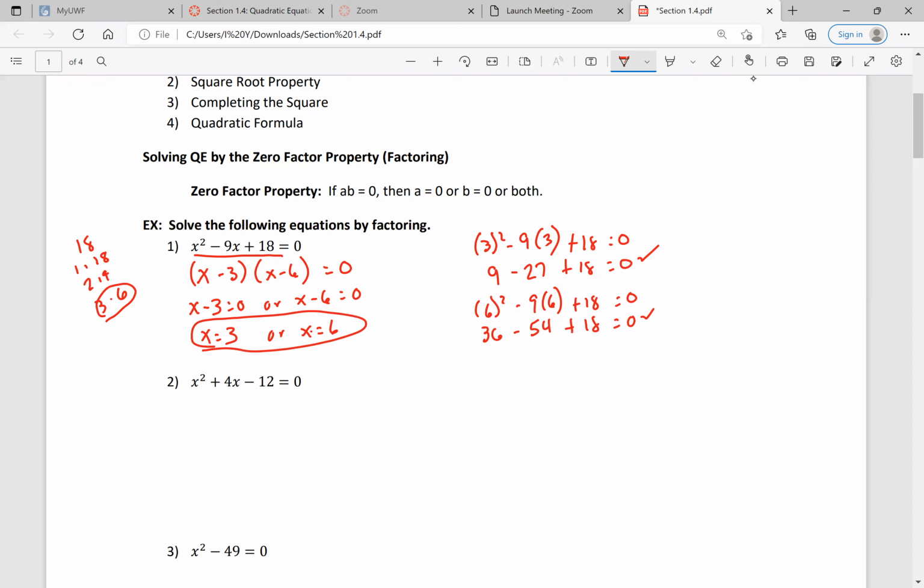Same process here. 1 times -12, so I have a -12. That means one's going to be negative and one's going to be positive. This is positive, so the larger of the two is positive. So the difference between my two factors will be 4. Breaking down 12, I have 1 and 12, 2 and 6, and there I go. 6 being larger will be positive. So I have x plus 6 times x minus 2 equals 0. Again, if you want to check it and FOIL it to be sure, you're more than welcome to do so.